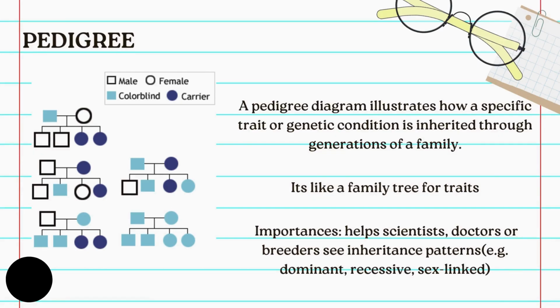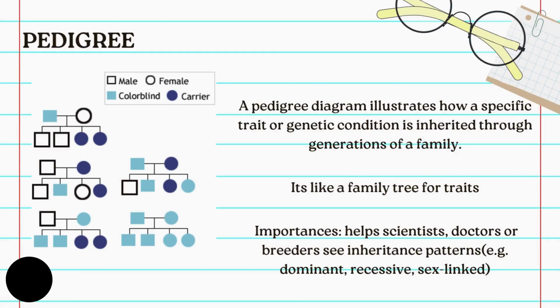So if maybe your baby is going to come up with a genetic condition, the doctors are able to prep accordingly for the delivery, and you as a parent can also prep how you're going to be able to make life easier for your child if they have a genetic disorder. So that's the importance of having these pedigrees.